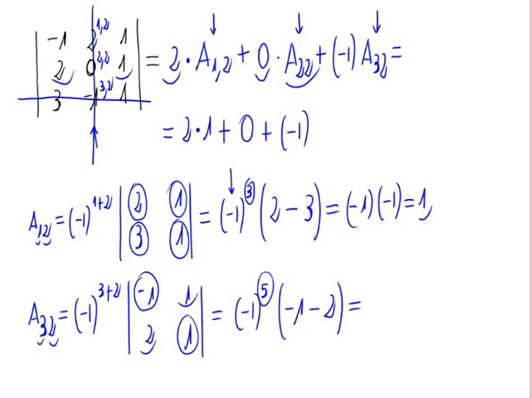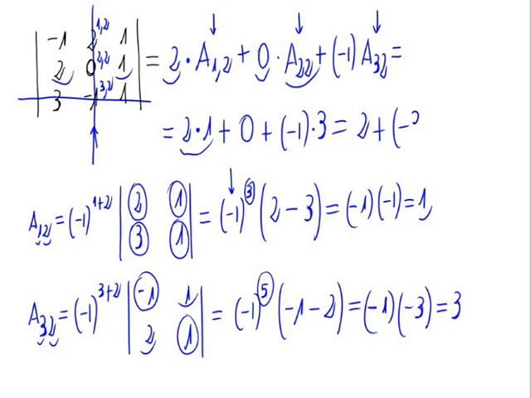So -1 raised to the 5th is -1 times -1 minus 2, that is -3, and -1 times -3 is just 3. Let's write it up here, -1 times 3. So let's operate this, and we have 2 times 1, 2, plus 0, we don't write it, plus -1 times 3, that is -3. And now 2 minus 3 is -1, and this would be the result of the determinant asked.